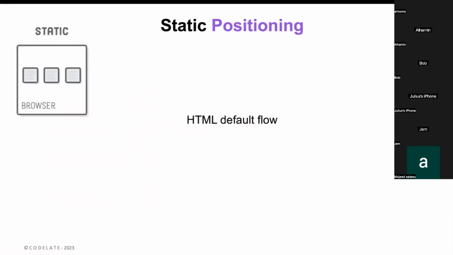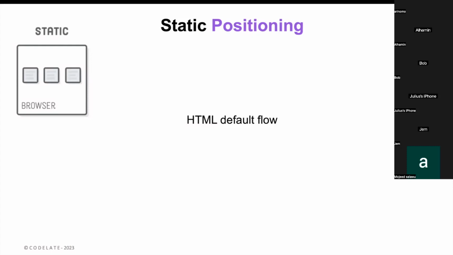So let's take the first one, the static position. The static position is actually the HTML default flow. What that means is that even if you don't set a static positioning on your element, all elements you write in your HTML code by default assume the static position. All HTML elements you write in your HTML code, they assume a static position. So whether you define a static position on them or not, they are actually static.